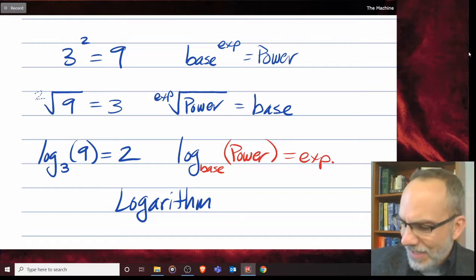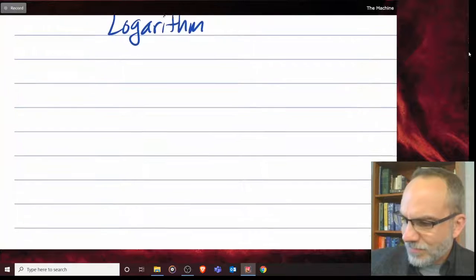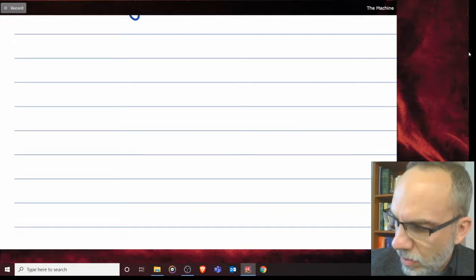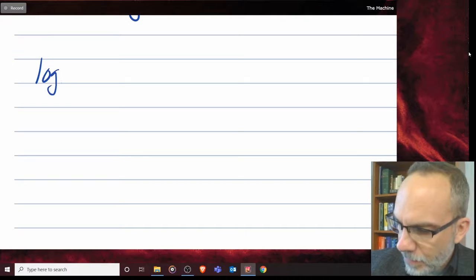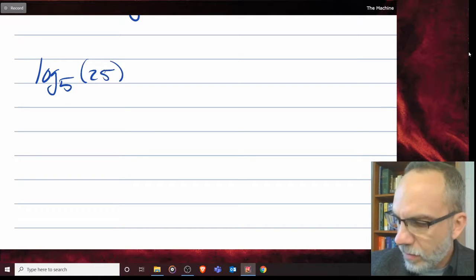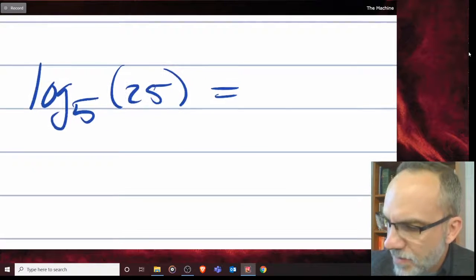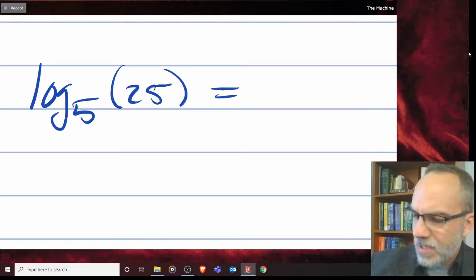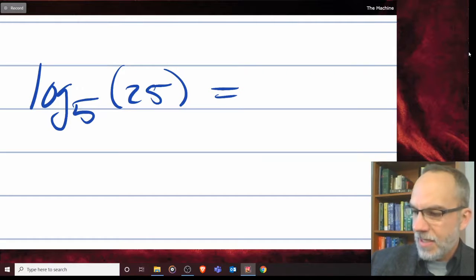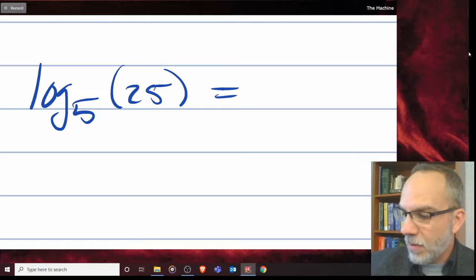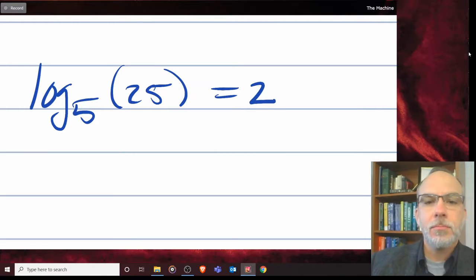So let me give you just a little discussion of it. Let's practice a couple here. If I said log base 5 of 25, what is that? Let me be real specific now. Let me spell it out as I'm going through it. A logarithm asks, what's the exponent? So really this says, what's the exponent on 5 that gives me 25? And that exponent is 2. Get it?